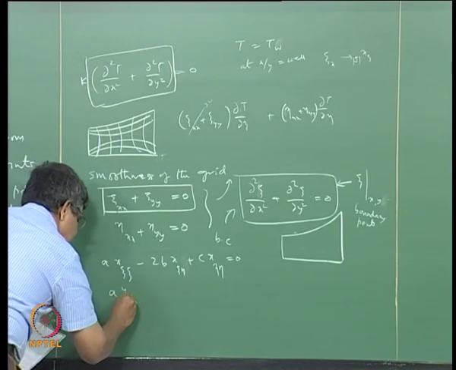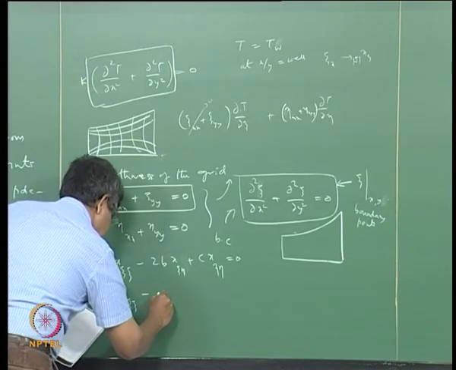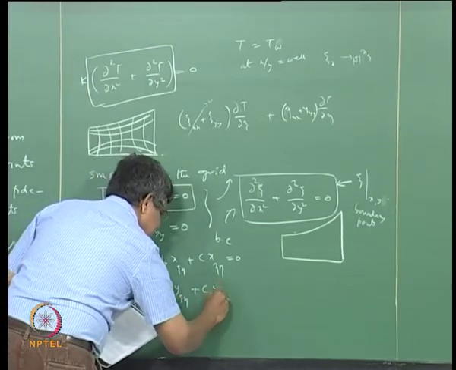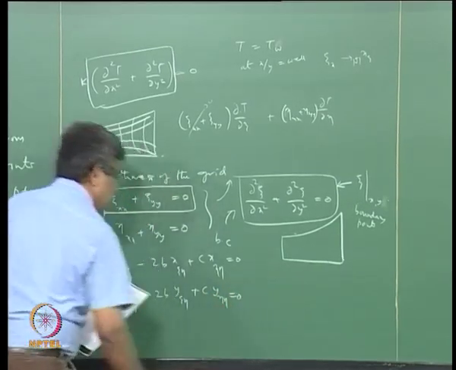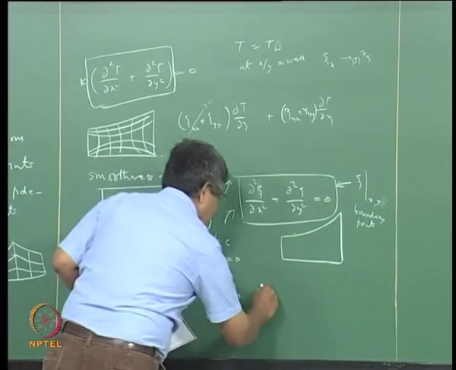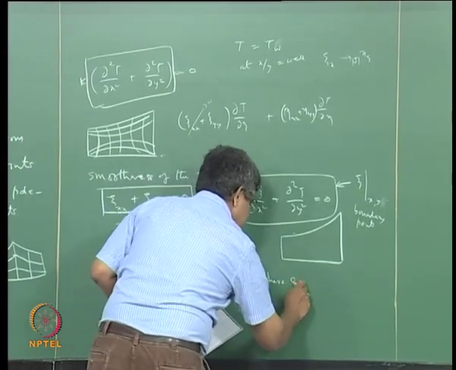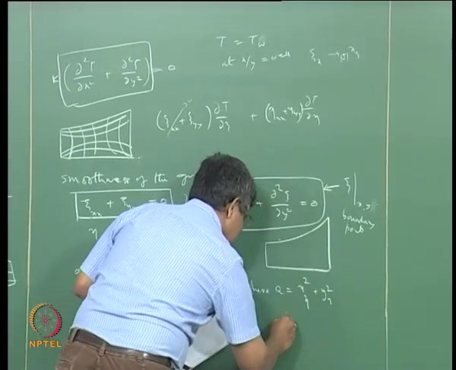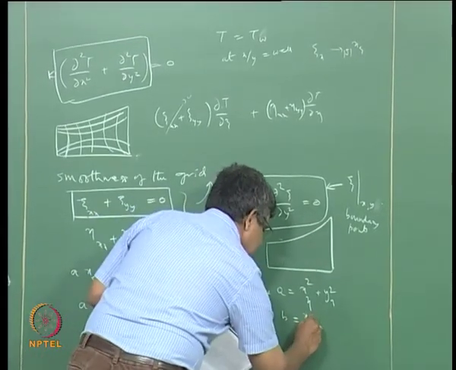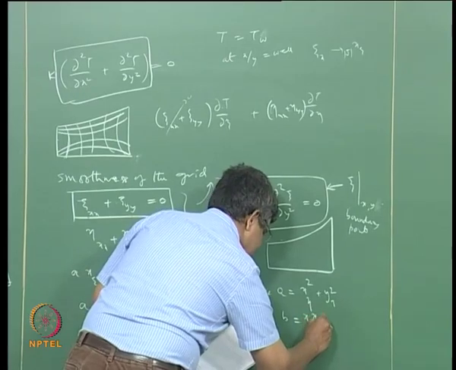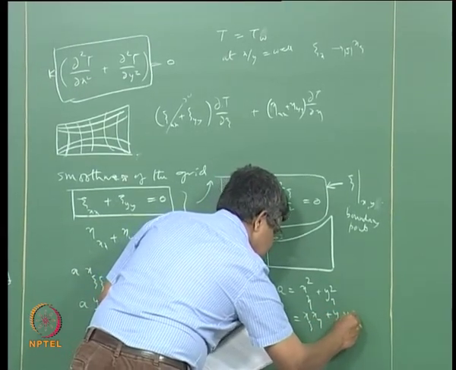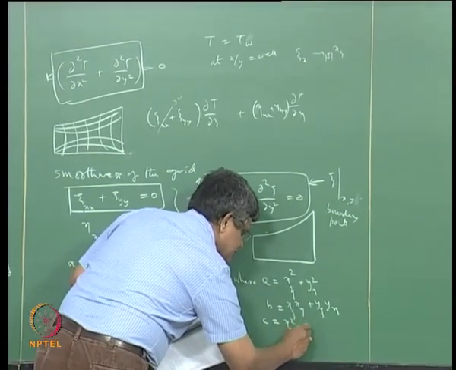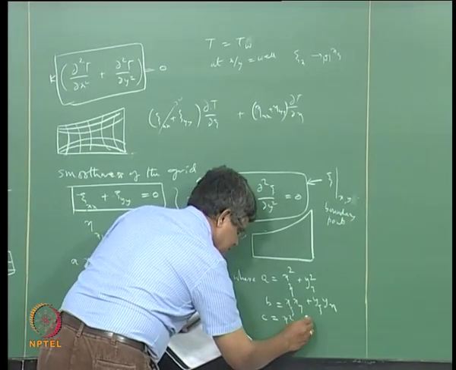And a y psi xi minus 2b y psi eta plus c y eta eta equal to 0, where a is equal to x eta square plus y eta square, B equal to x psi x eta plus y psi y eta, and C equal to x psi square plus y psi square.